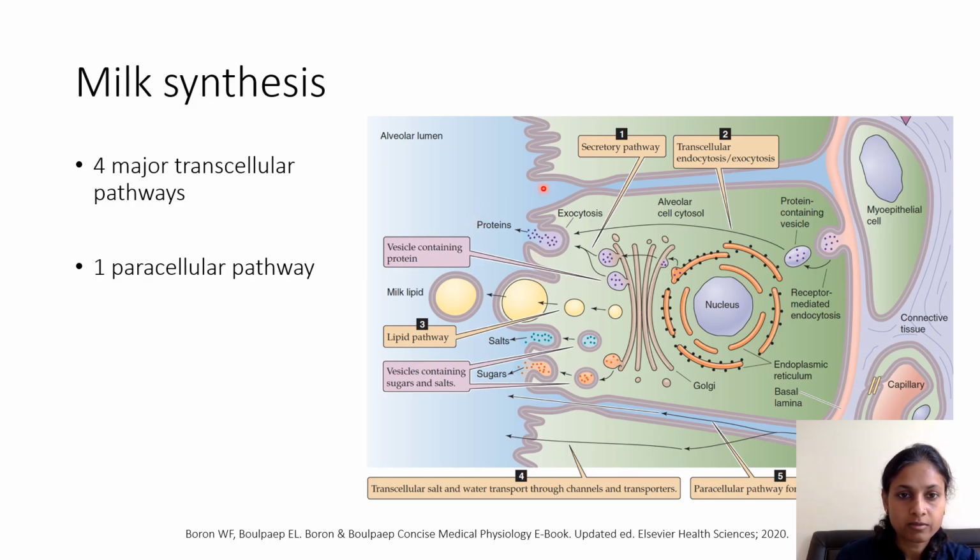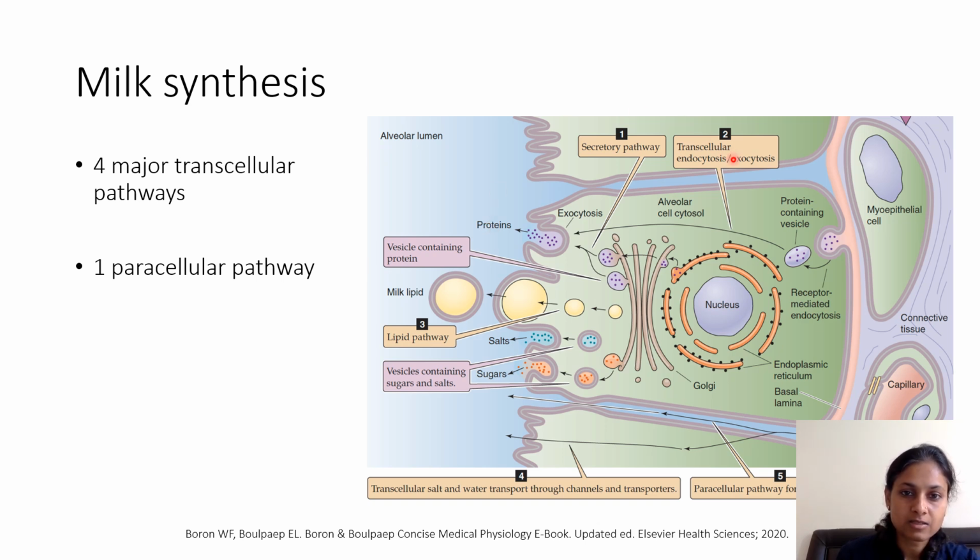To start with, the first pathway is the secretory pathway, wherein the cell machinery produces the milk proteins, which are encapsulated into a vesicle and transported to the apical membrane, where they integrate with the membrane and the proteins are released into the lumen. So that is the first pathway, the secretory pathway.